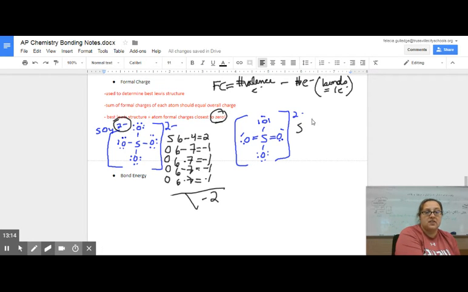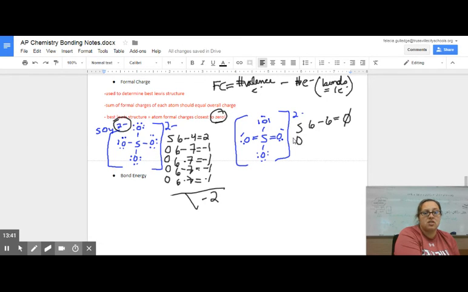Sulfur, 6 valence electrons minus the number of electrons, and bonds only count as 1. So that's 1, 2, 3, 4, 5, 6. 6 minus 6 is 0. We already see we're off to a good start, right? We can already tell that this more than likely is going to be the best Lewis structure because the formal charge of sulfur is 2 here, whereas this one is 0.